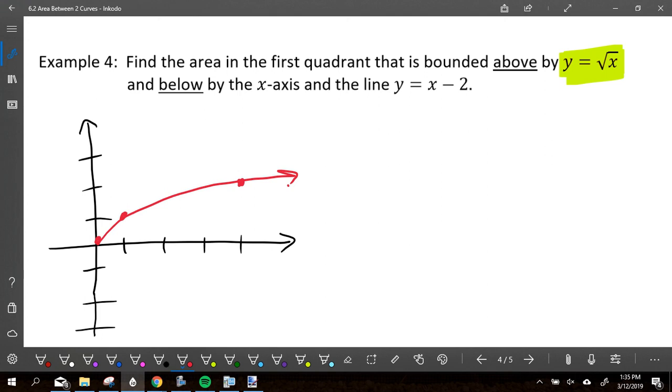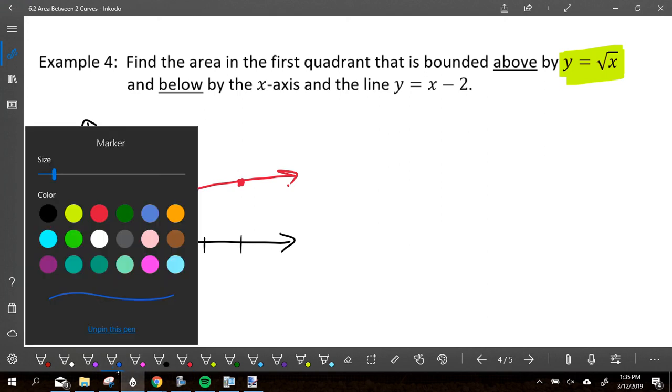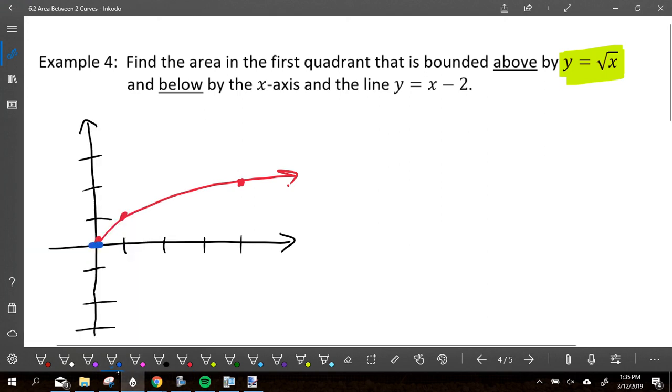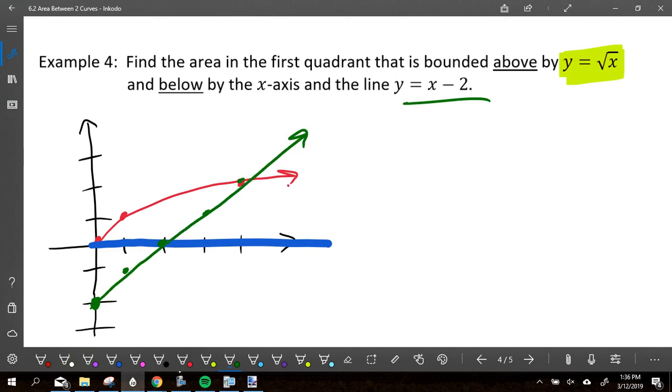It is bounded by the x-axis, and so it is bounded by this line right here. And it is also bounded by the line y equals x minus 2. So that means I'm going to start down here at negative 2. Slope of 1, up 1 over 1, up 1 over 1, up 1 over 1. It's also bounded by that line right there.